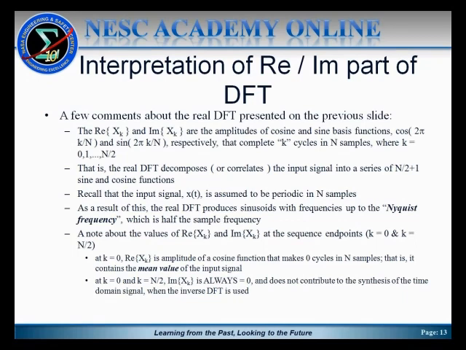And a note about the values of real of x sub k and imaginary of x sub k in the sequence at the endpoints k equals 0 and k equals n over 2. At k equals 0, the real value of x sub k is the amplitude of a cosine function that makes 0 cycles in n samples. Well, what does 0 cycles in n samples mean? That means basically it's a constant function. So the real value at k equals 0 contains the mean value of the input signal.